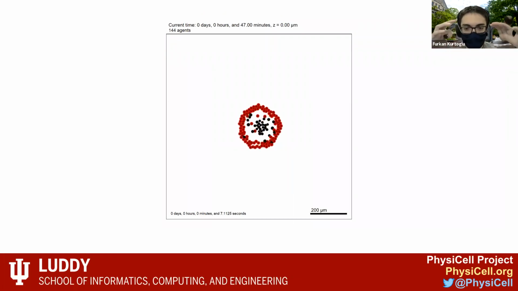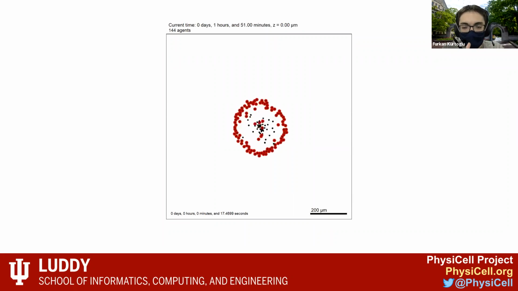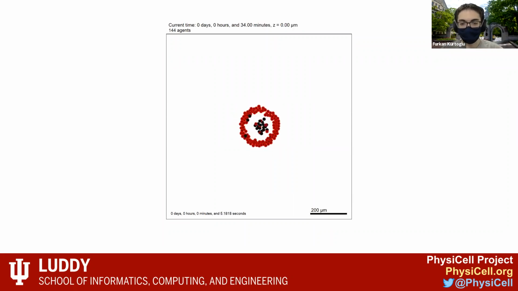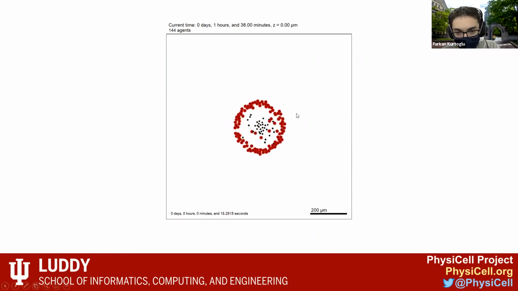We see it as a blob of cells. After they consume the internal oxygen and glucose, as you can see, they start to escape from the hypoxic part, and then after they pass the death threshold, they die.